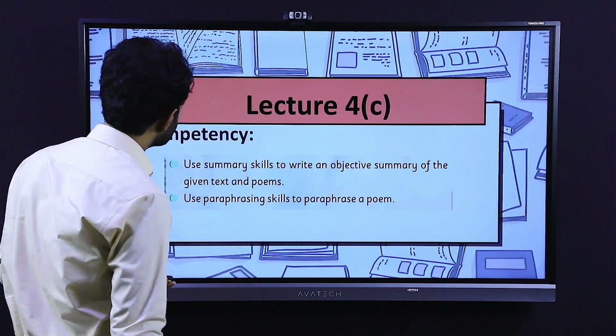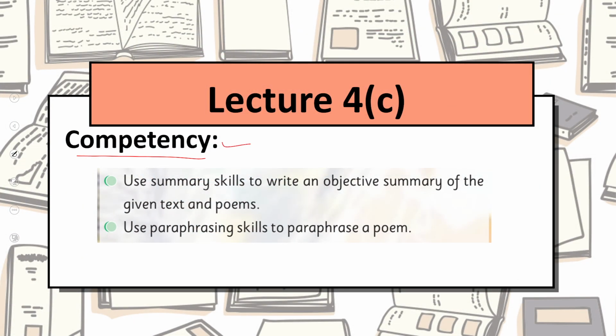For lecture 4C, we have summary skills. We will use our summary skills, summarizing any kind of passage or text, to write an objective summary. We talked about it in the reading competency SLO. Now, after understanding it, we want to write an objective summary of the given text. It can be for both prose and poetry.